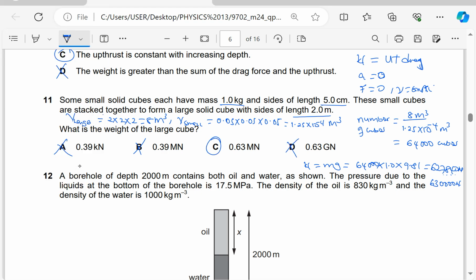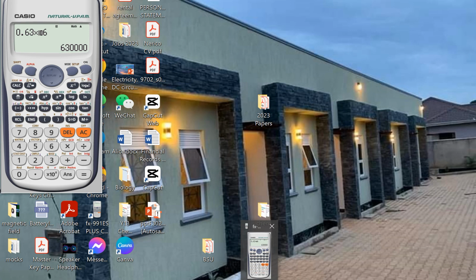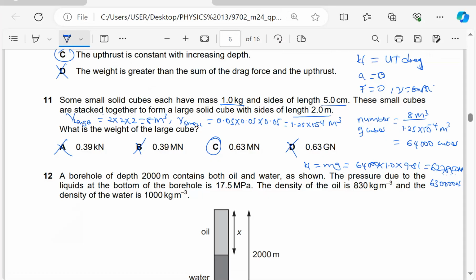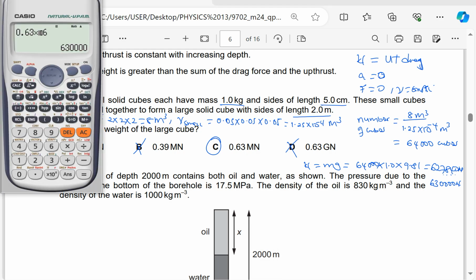This one is going to be wrong because if I check it, it will be 0.63 giga, which is exponent 9, which is a very different value. So that makes the answer to be C.